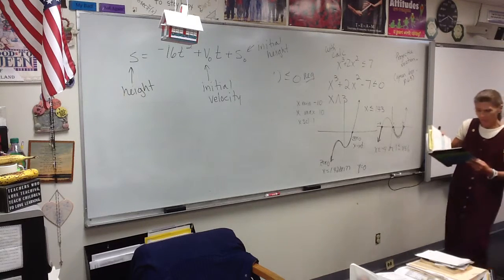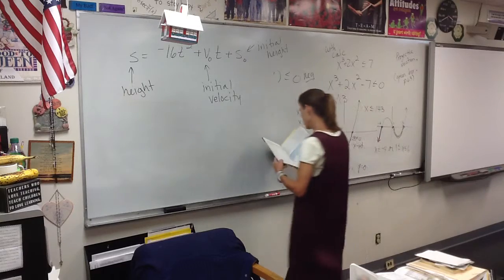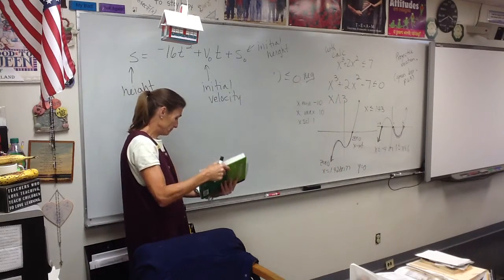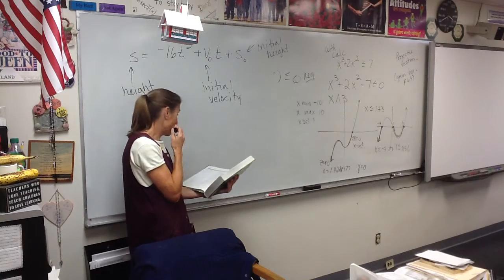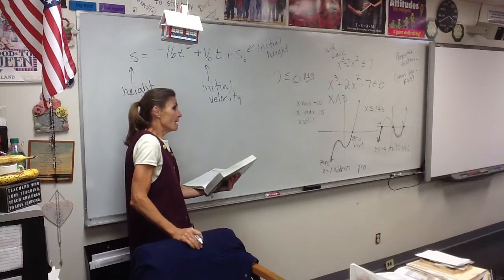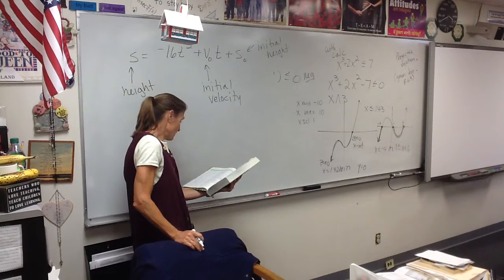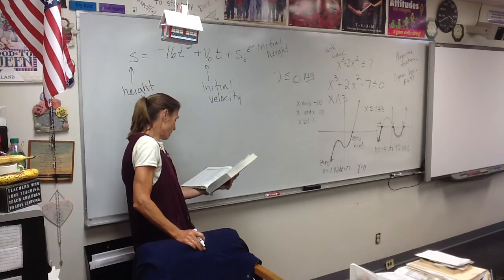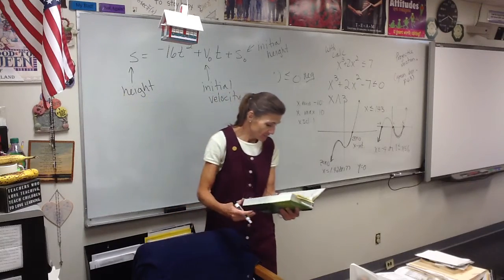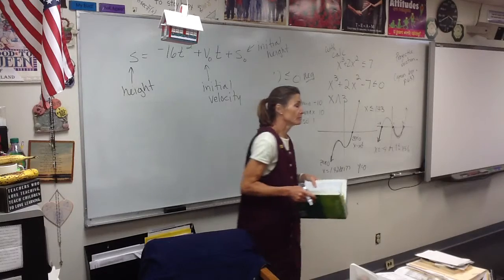I'll give you a break and pick one I have assigned. Let's look at number 33. Oh, this is on page 64. A projectile is launched straight up with an initial velocity of 256 feet per second.